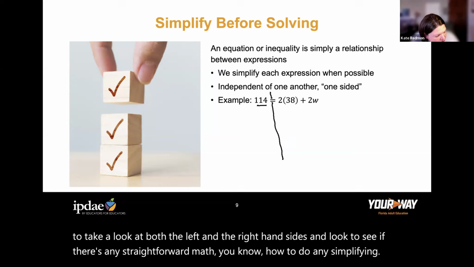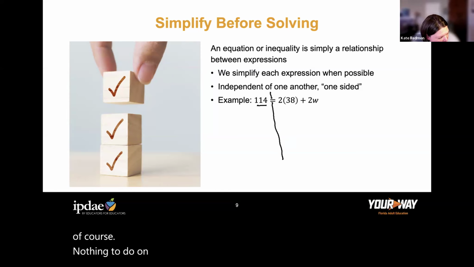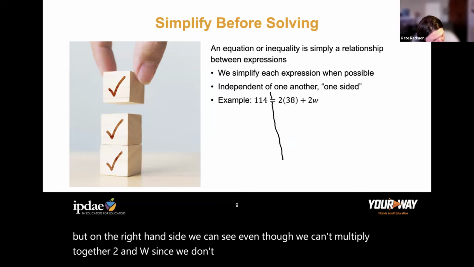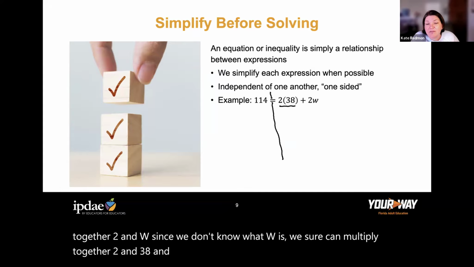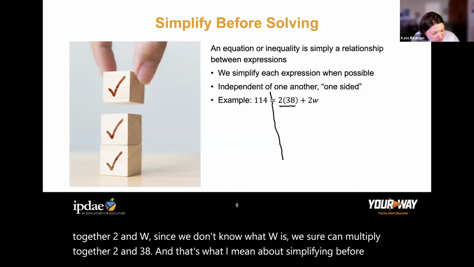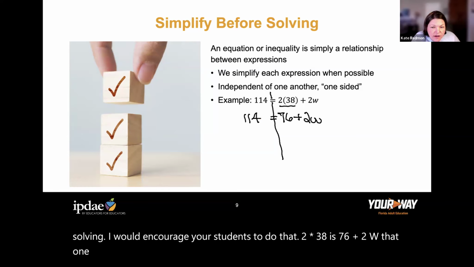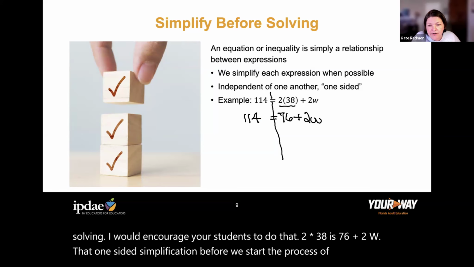So of course, there's nothing to do on the left-hand side. I don't have any operations there at all. But on the right-hand side, even though we can't multiply together 2 and W, since we don't know what W is, we sure can multiply together 2 and 38. And that's what I mean about simplifying before you're solving. I would encourage your students to do that. 2 times 38 is 76, plus 2W, that one-sided simplification, before we start the process of isolating the variable, working to get the letter alone.